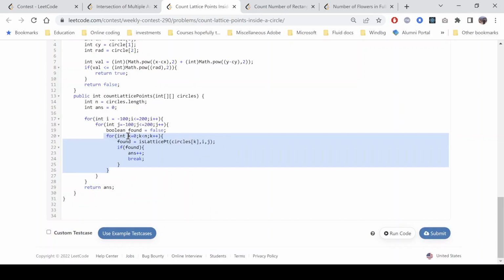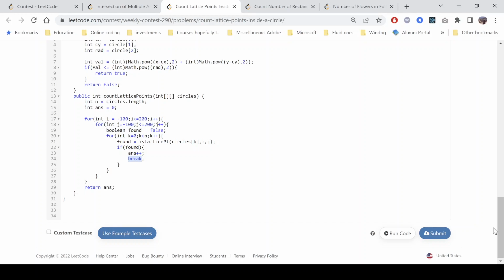So we traverse the number of circles. We call a function that checks whether the current point is a lattice point for the current circle or not. The current circle is the kth circle. We pass the x and y coordinate, that is i and j. If we find that the current point is a lattice point, we increment our answer and break the loop, because we don't need to traverse the other circles for this coordinate. This already is a lattice point, so no need to check this point for other circles.